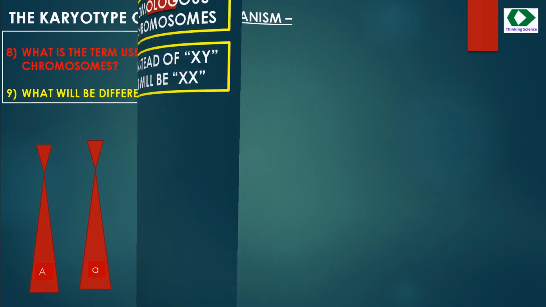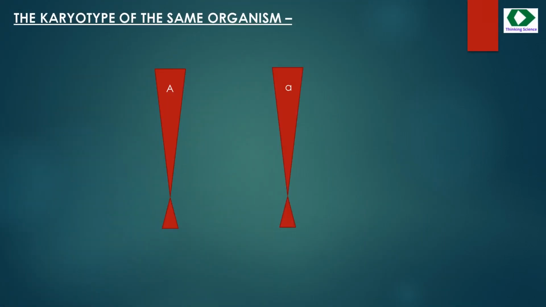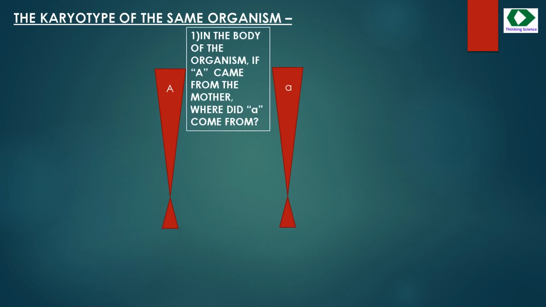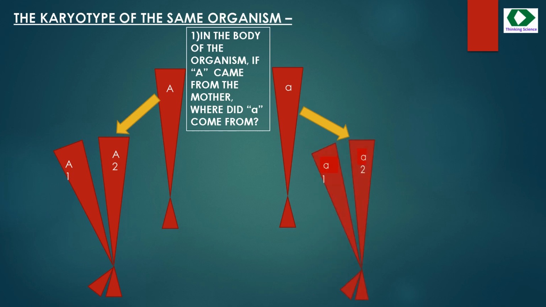Dear students, let us take the karyotype of the same organism. I am taking only one pair of chromosomes from its body, capital A, small a. They are the homologous chromosomes. Now, if capital A in the body of that organism came from the mother, then where did small a come from? From the father.